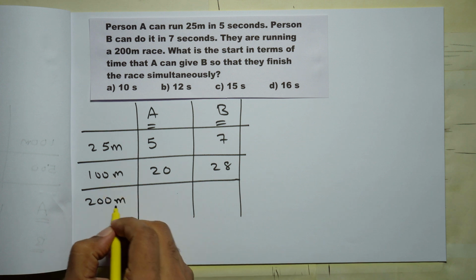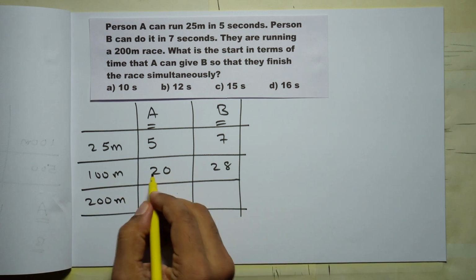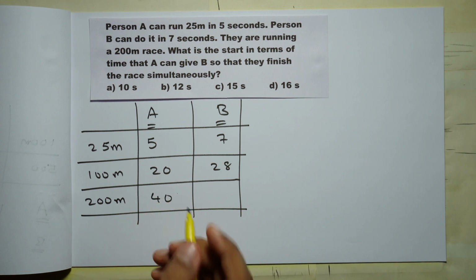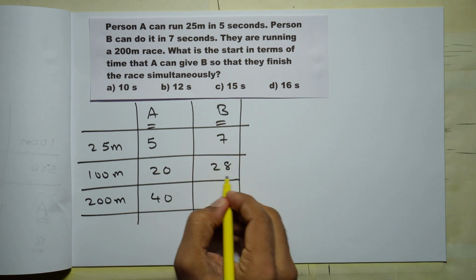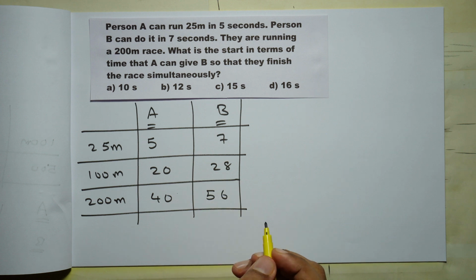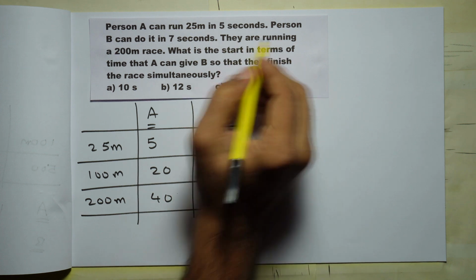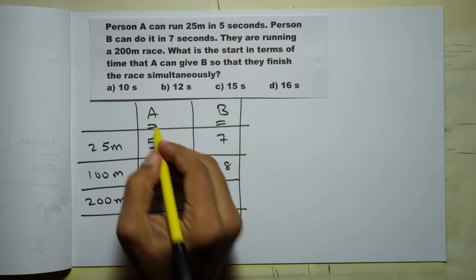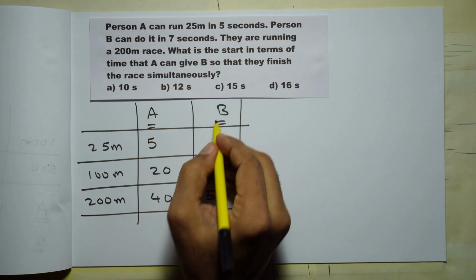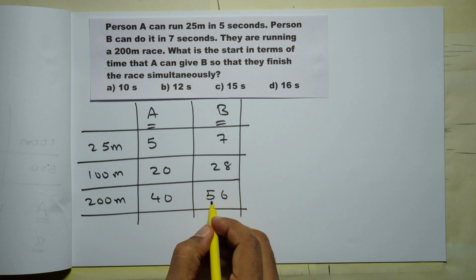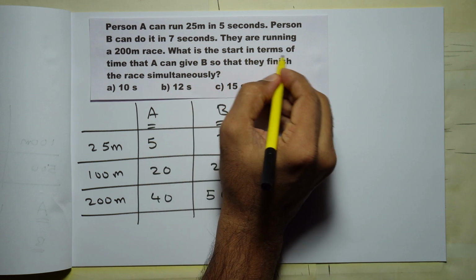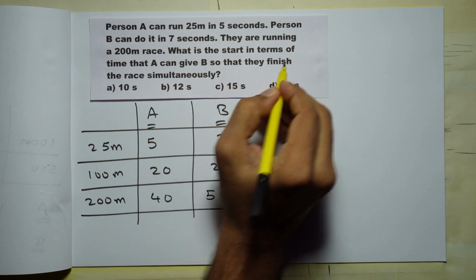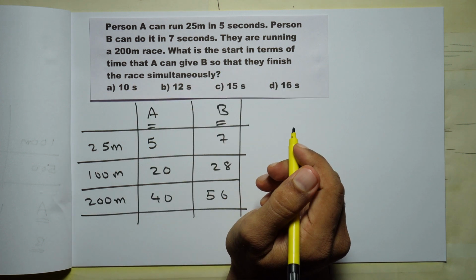Now when you double the distance, the time required will also double. So A will require double of 20, 40 seconds, and B will require double of 28, that is 56 seconds. Now they are running a 200 meter race. So for the 200 meter race, A requires 40 seconds and B requires 56 seconds. What is the start in terms of time that A can give B so that they finish the race simultaneously?